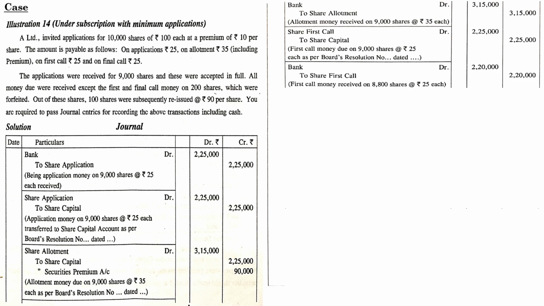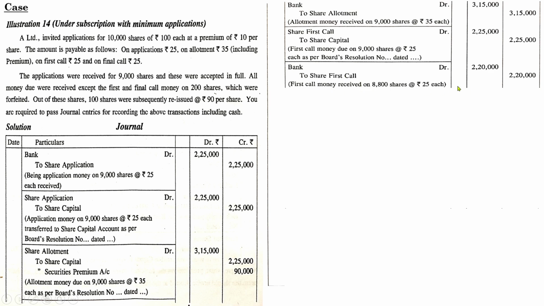Here you have to be very cautious, because in the second paragraph there is additional information. The company received everything except for the first and final call money on 200 shares. So on 200 shares the company didn't receive any payment, and not only in the case of first call, in the case of final call also the company didn't receive any payment for 200 shares. So you have to consider that at the time of receipt. Usually the calls in arrears, calls in advance, you have to consider those at the time of receipt entry.